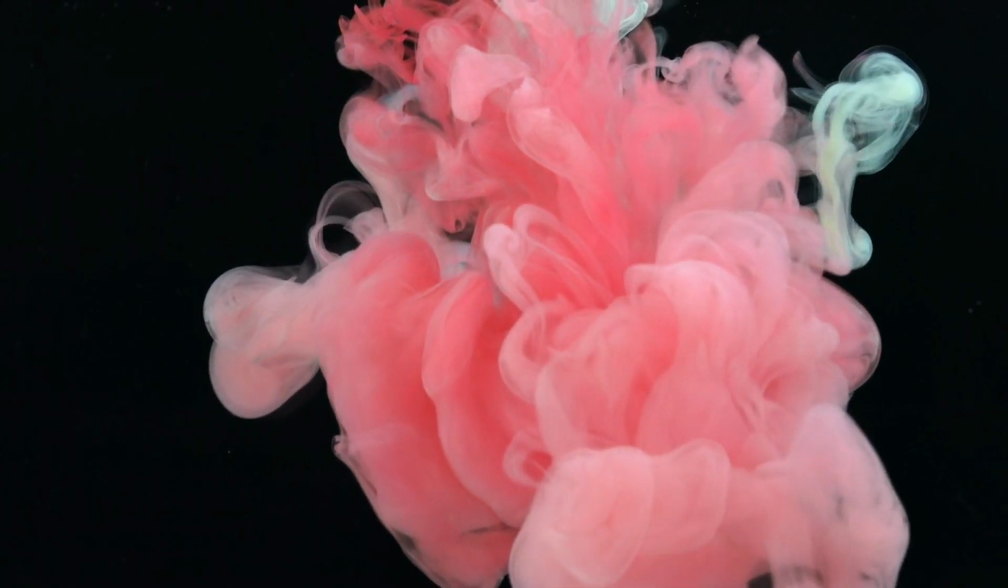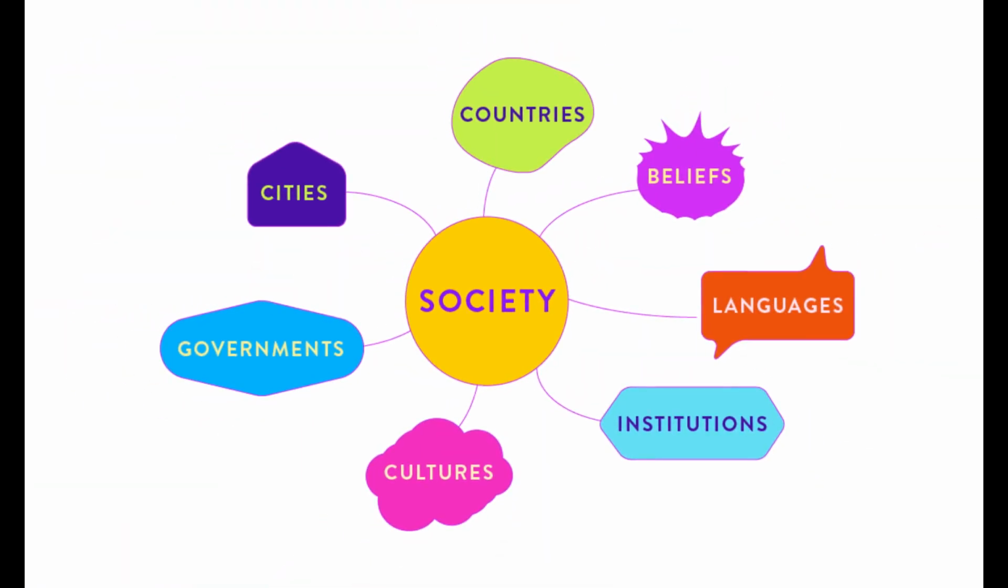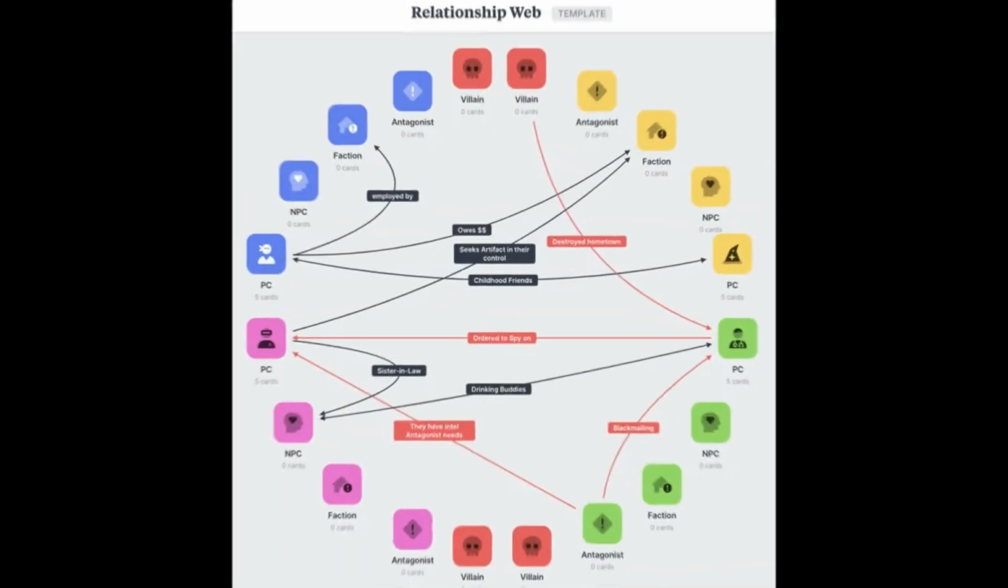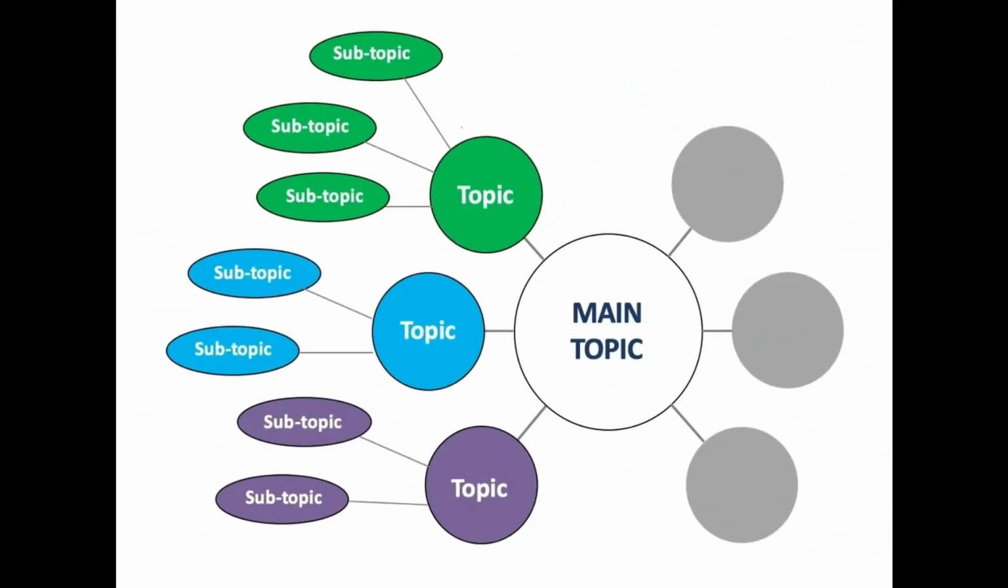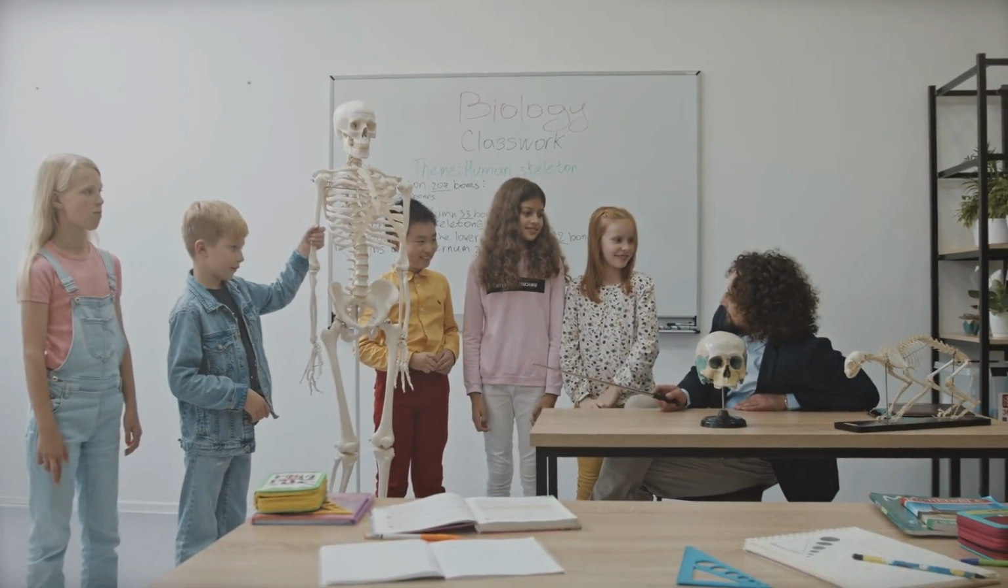Here's how to build your mind map in 5 simple steps. Start with the central theme. Add branches to represent subtopics. Use colors to group similar ideas. Draw arrows to show relationships. And lastly, leave space. This will allow your ideas to expand over time.